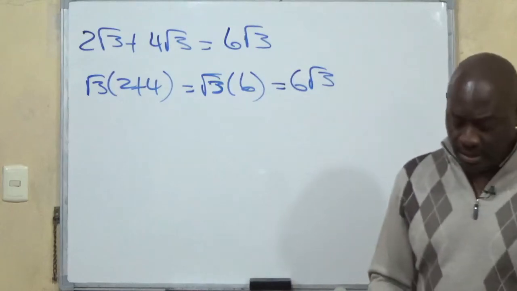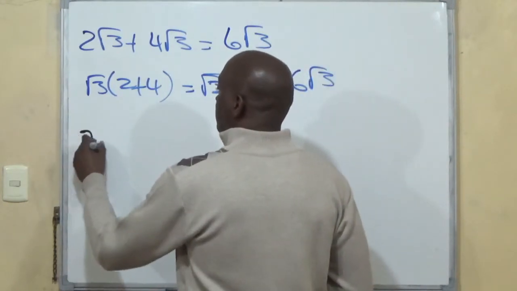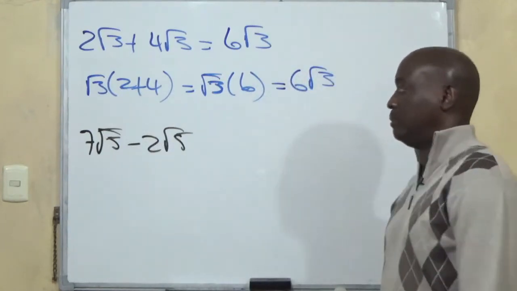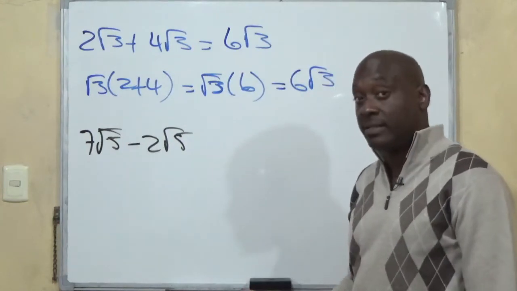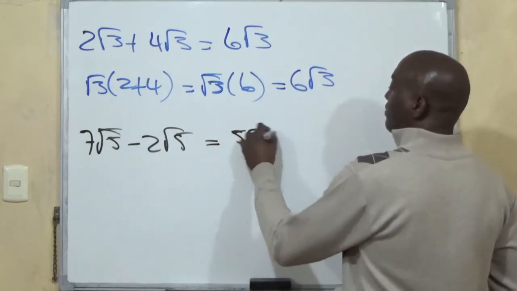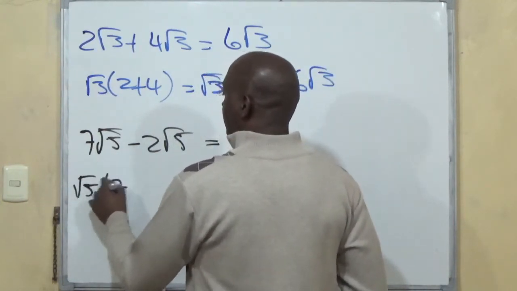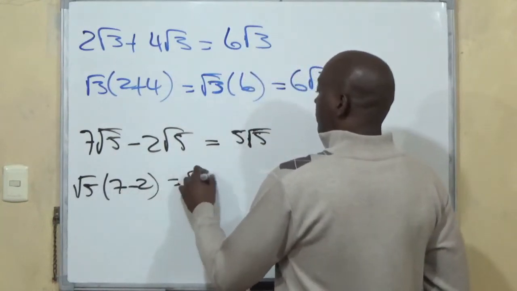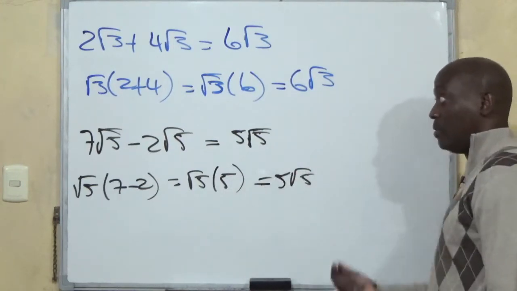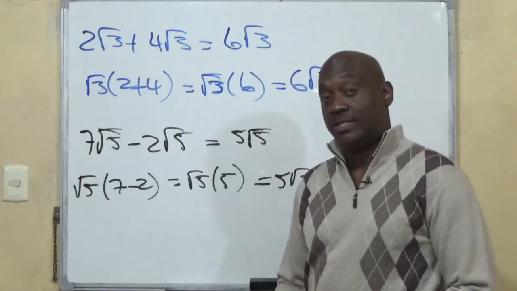And by the same token, you can apply the logic to subtraction as well. So if I have, let me say, 7 root 5 minus 2 root 5. Again, because we have the same surd factor, 7 root 5 minus 2 root 5 is simply 5 root 5, which we would get if we factorize, taking root 5 as the common factor, root 5 into 7 minus 2, which is root 5 into 5, which is 5 root 5. In the same way that we were able to combine by addition, we can do the same thing using subtraction.